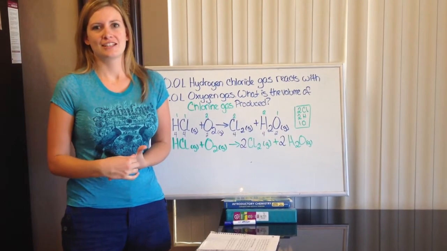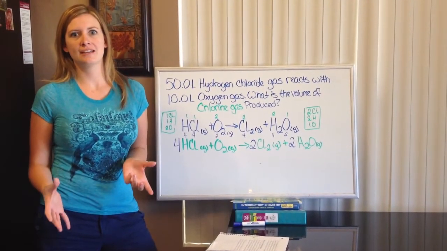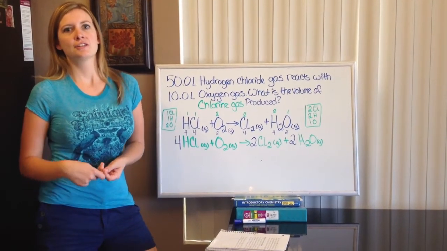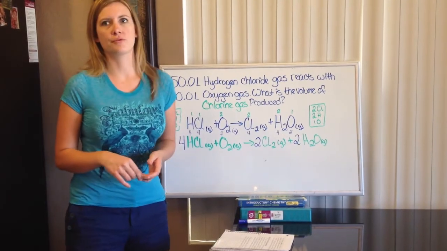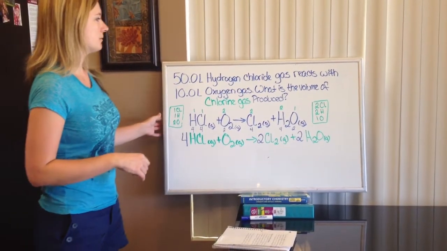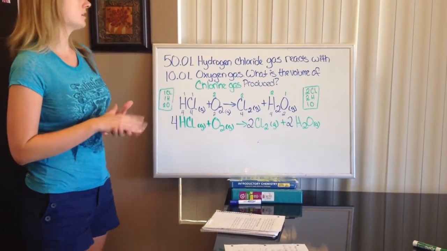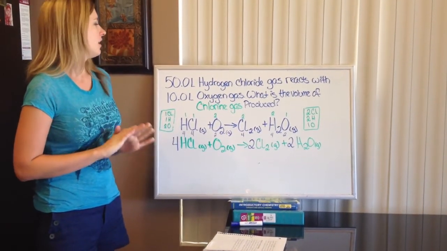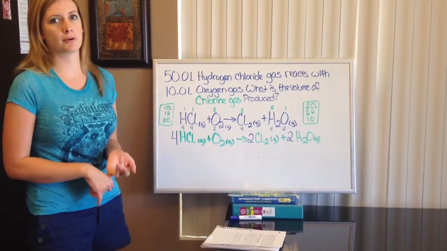In chemistry, just like in real life, there's rarely the exact amount of substance you need to make an even amount of product. So to do this, we're actually going to do an equation on the board for you. First, you're going to have a limiting reagent problem, and ours is: if you have 50 liters of hydrogen chloride gas and it reacts with 10 liters of oxygen gas, how much chlorine gas will be produced?